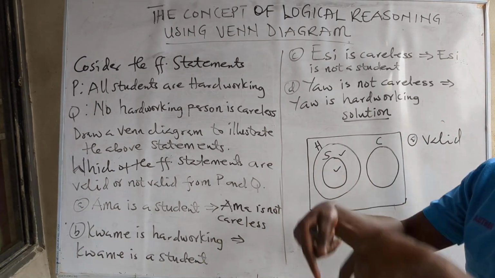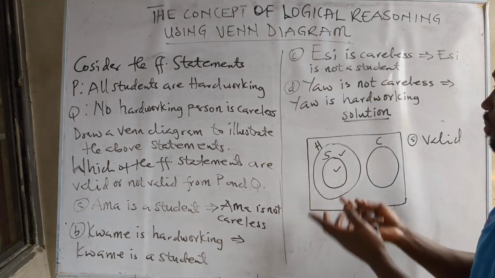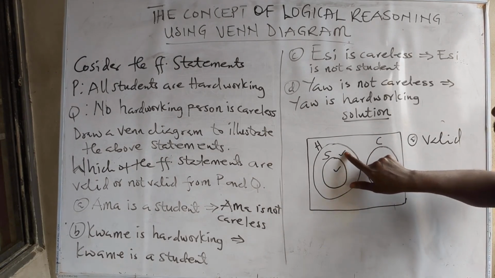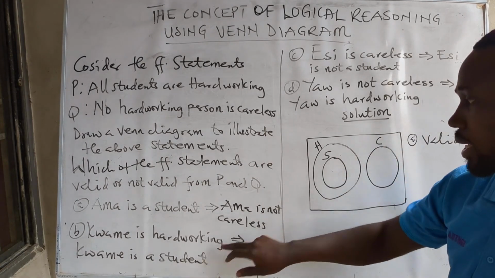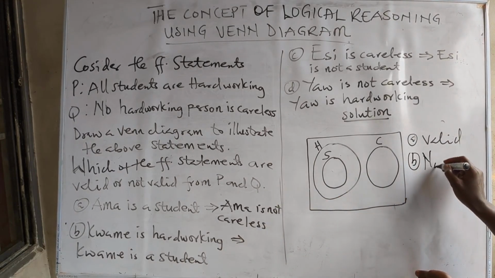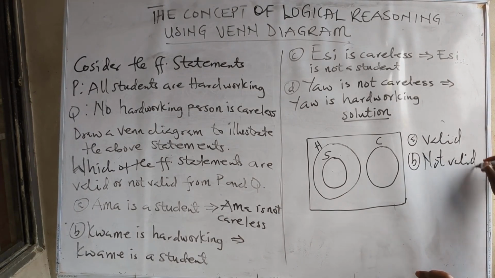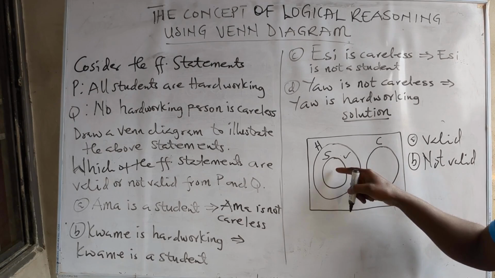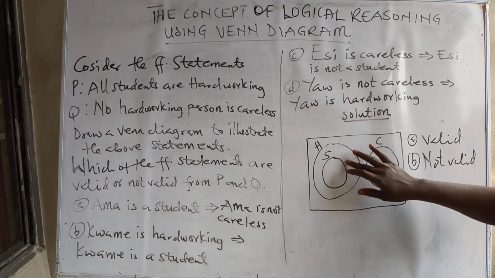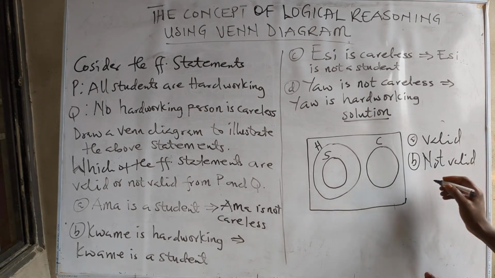It doesn't mean that if you are hardworking, then you are a student. We have people that are hardworking, but they are not students. Those are people here. All right. So Kofi is hardworking. Yes, Kofi is a student. It's not true. It's not valid because Kofi may be hardworking and be here, but not necessarily here. All right. So that statement is not valid.